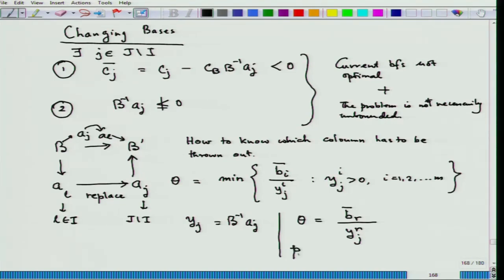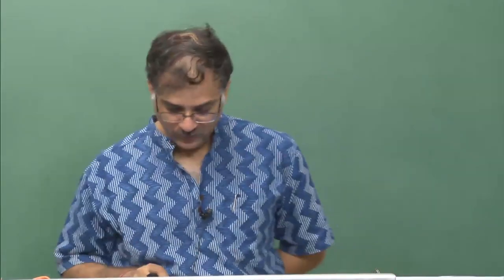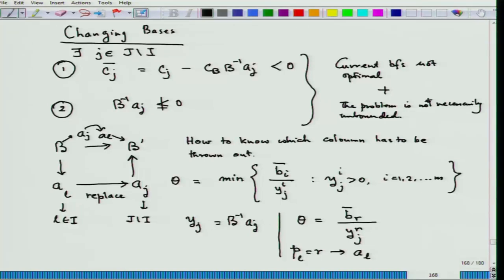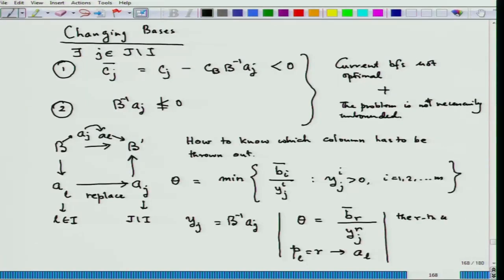So, if PL is equal to R, then it is the AL. Let PL be equal to R. So, it is the Lth column. R is the corresponding column of the actual matrix, L is the corresponding position of that particular column in the basis matrix. So, you will know if I have PL equal to R, then it is the rth column of the original matrix which is inside the basis matrix now, which has taken the lth position in the basis matrix, that has to be replaced. So, the rth column of the original A is now the lth column of B which we throw out.